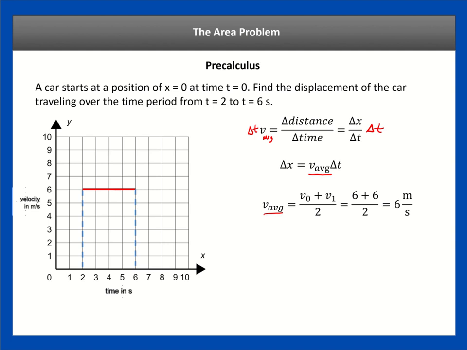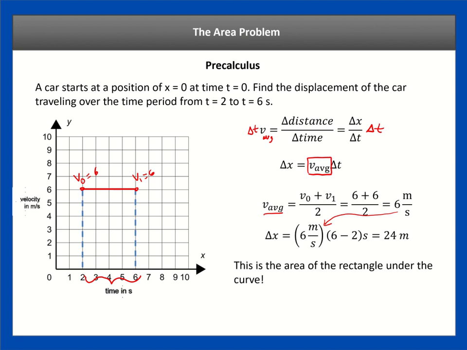In this case, we know that the velocity here, which we'll call v0, is 6 meters per second because it's right on the 6th line, and the velocity here is also 6. If I add those up and divide by 2, I get 6 meters per second. If I want to get the displacement, delta x, I can take the average velocity, which we said was 6 meters per second, and plug that in, and we know that the change in time is 6 minus 2 seconds. That's this change in time right here. We multiply those and we get 24 meters. So what that indicates is that this displacement is 24 meters.